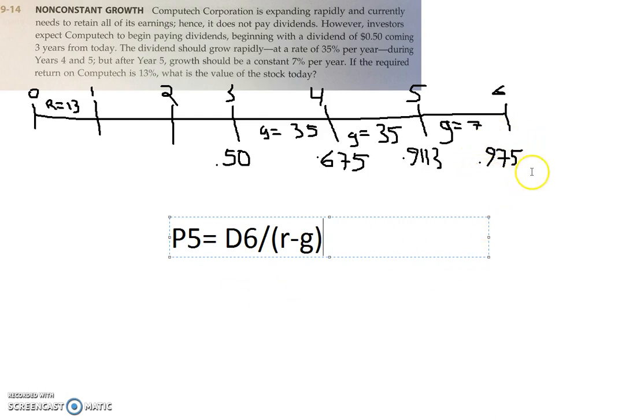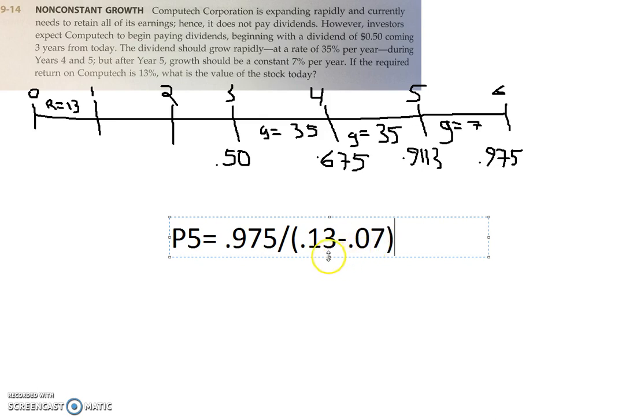Okay, so we already calculated our dividend at year 6, so let's go ahead and plug that in: 0.975. We know our required return that was given to us, so that's 13%, so 0.13. And then our constant growth rate is 0.07.